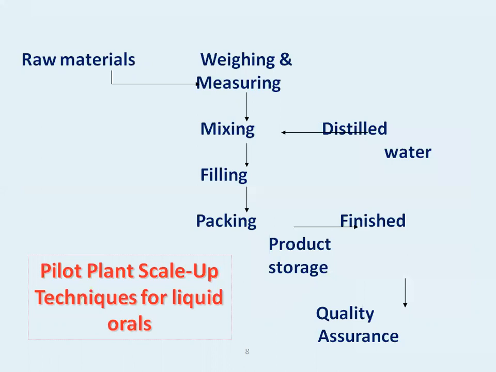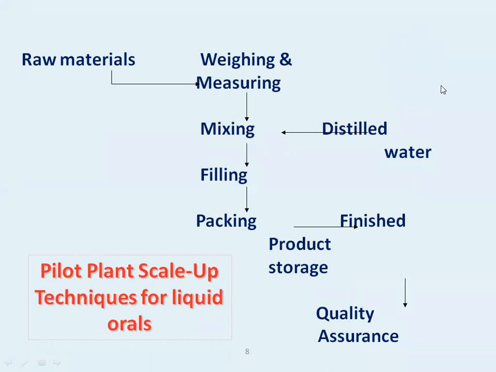Then this is a ray diagram for the scale up technology for the liquid dosage form. Firstly, we will go with the raw material. Then weighing and measuring of that raw material. After weighing, we will mix it. After mixing, we will fill it, and after filling, we will pack it. For mixing, we require solvents. Generally, distilled water is used. So we have that distilled water.